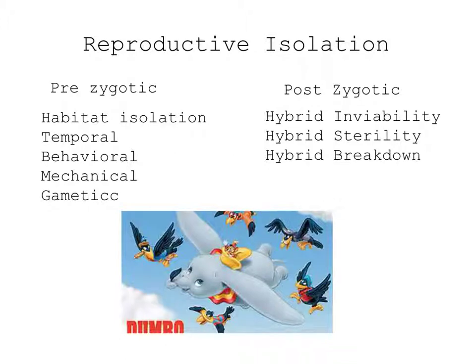For postzygotic, hybrid inviability is when the baby that is produced dies. Hybrid sterility is when the offspring can't reproduce. Hybrid breakdown is when the offspring has very low fertility and viability factors.